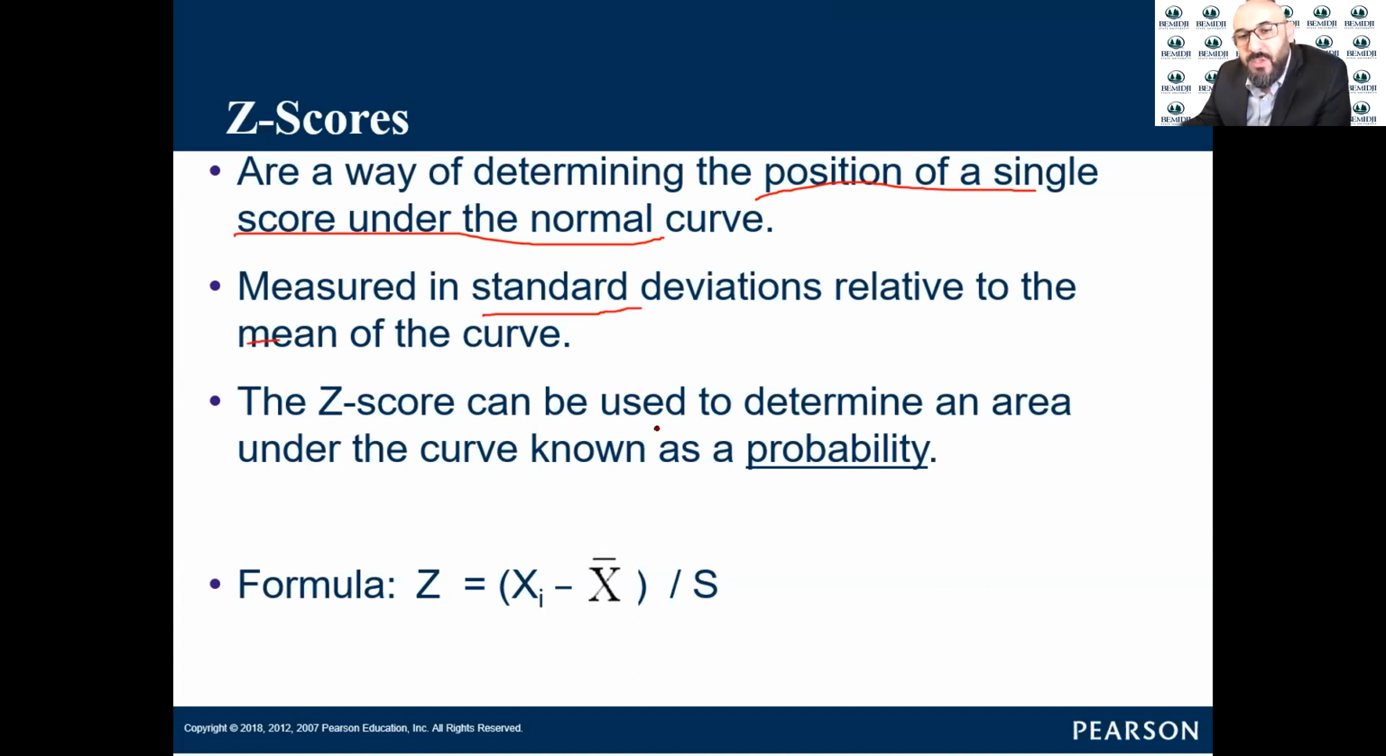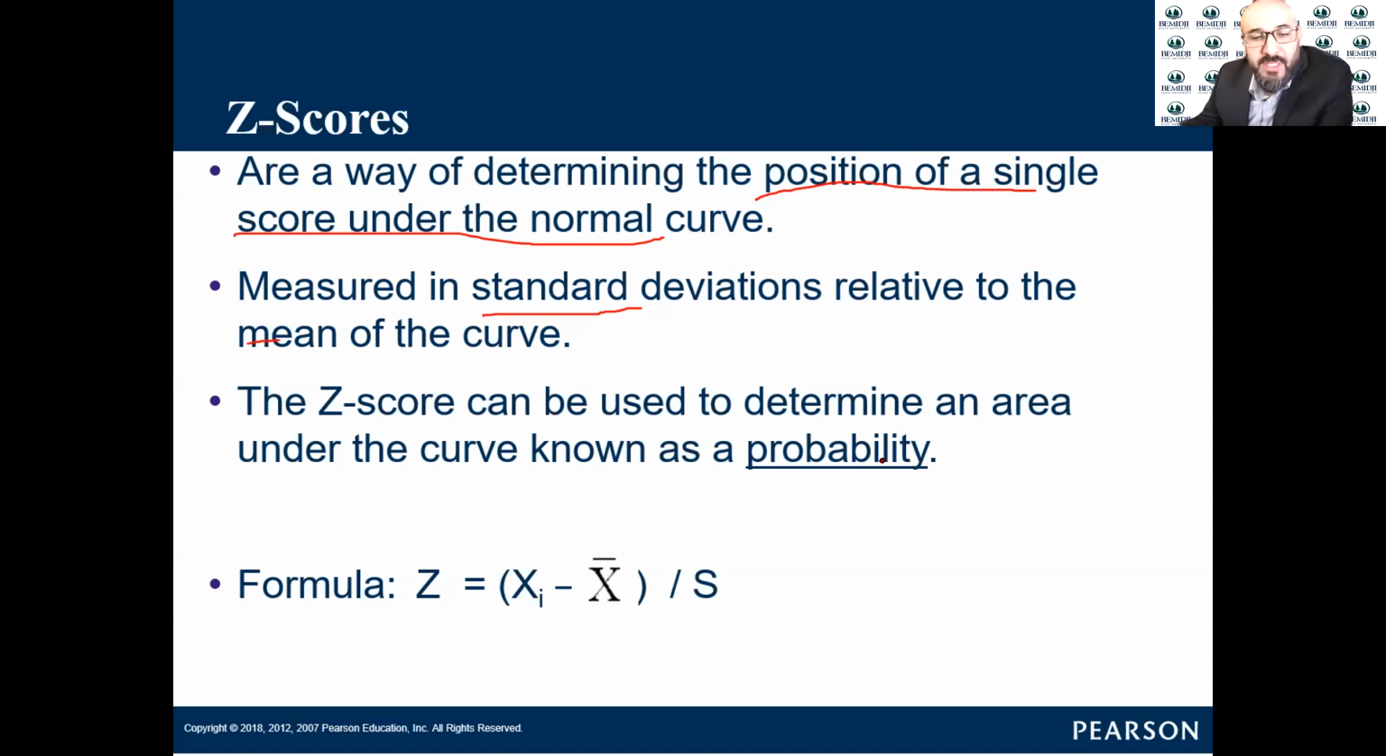The z-score can be used to determine an area under the curve known as probability. Excellent. So that would be the chances of getting the top 10%, or the chances of getting above average, or the chances of receiving X score. So we need to look into that in more detail.